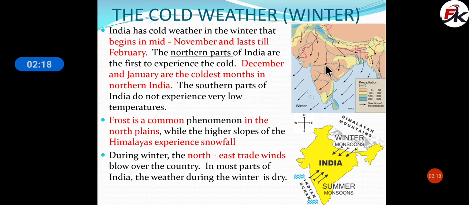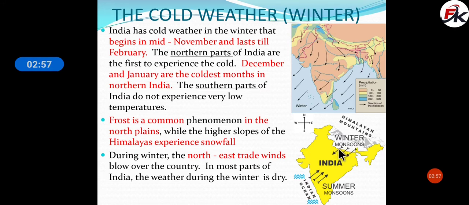Frost is a common phenomenon in the northern plains, while the higher slopes of the Himalayan area experience snowfall around Jammu and Kashmir. During winter, the northeast trade winds, as you can see in the next map, blow over the country.